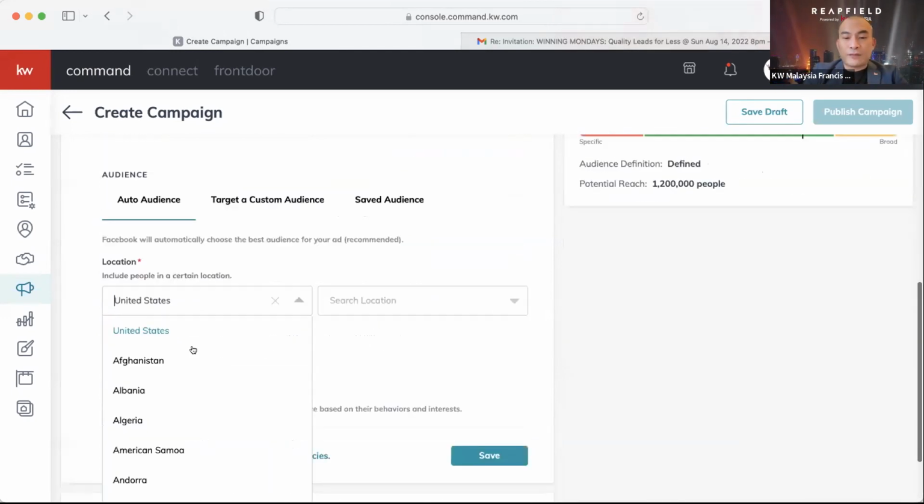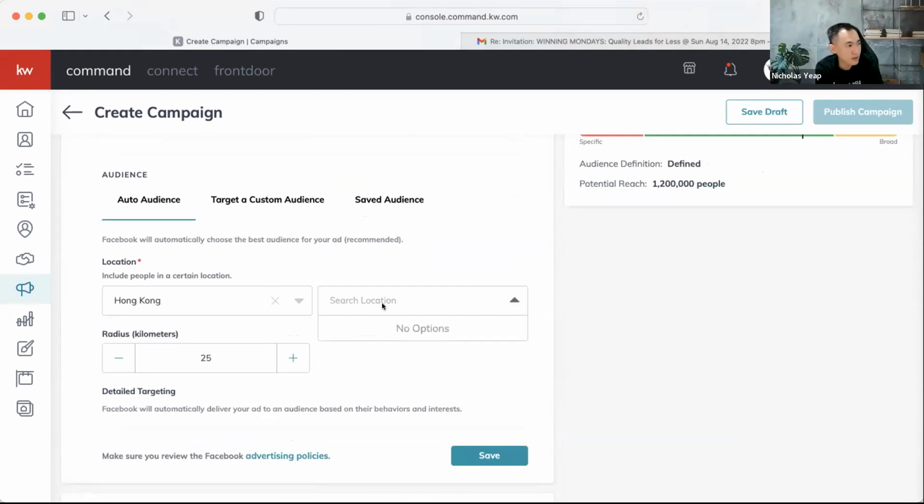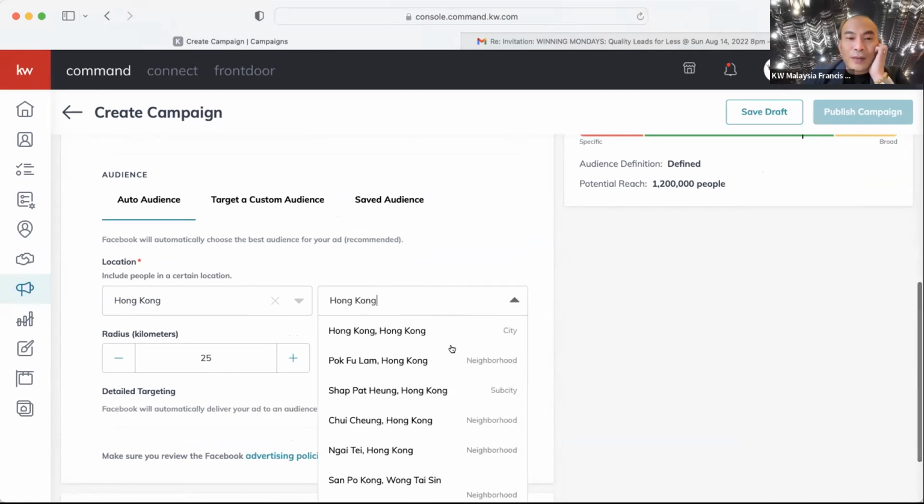I never tried this before, so let's try this. Let's try Hong Kong. Okay, you're going to target Hong Kong. Yeah, in fact, you can target anywhere in the world. I've never been to Hong Kong, so I did some research on where to hit this one to try out. So this is my first trial. Anyone been to Hong Kong before?